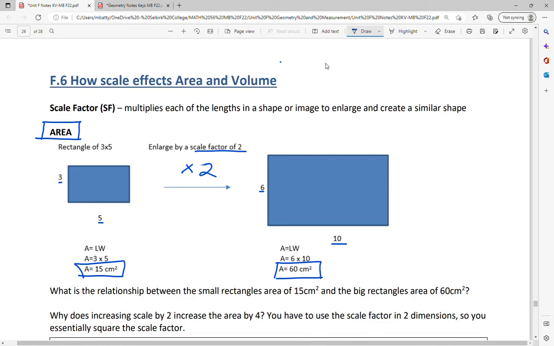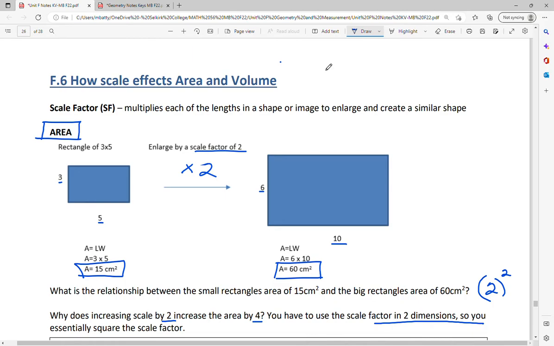The relationship between the small rectangle's area of 15 centimeters and the big rectangle's area of 60 centimeters is 4 times. But what we could think about is that my scale factor increased in 2 dimensions. So 2 squared would be 4. An increase of a scale of 2 increases the area by 4. You have to use the scale factor in 2 dimensions, so you essentially square the scale factor.